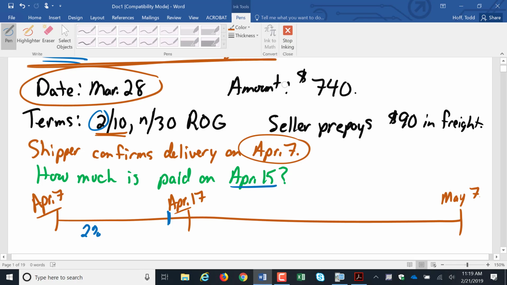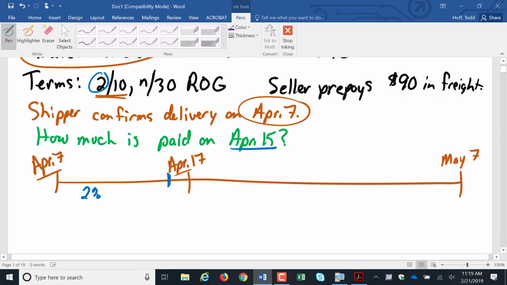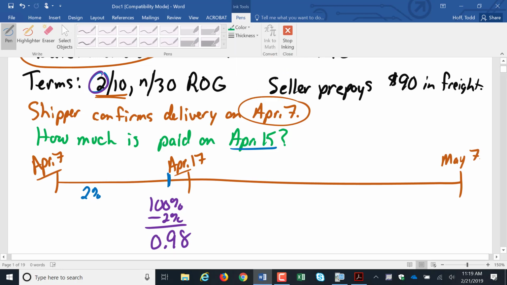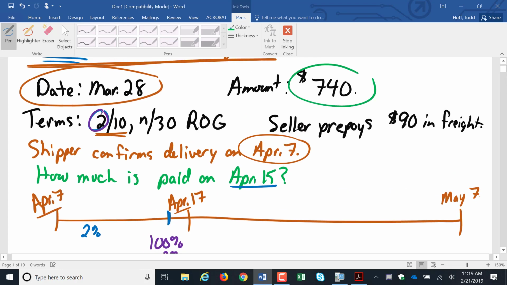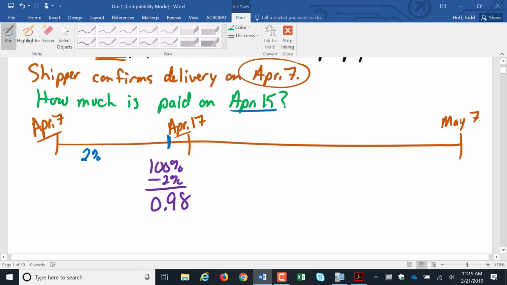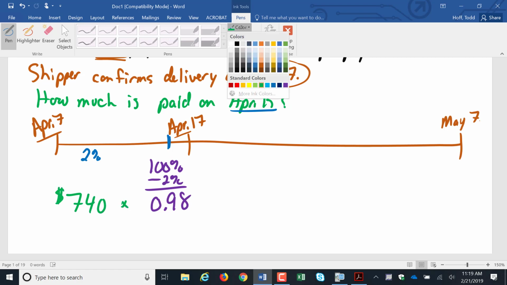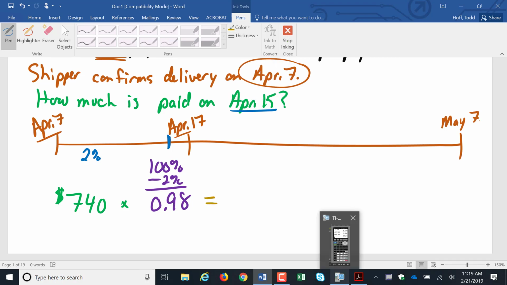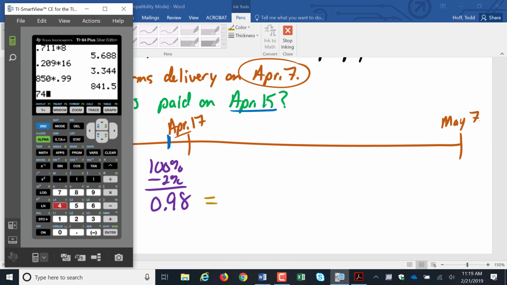So how much is being paid on April 15th? Well, they're going to get the 2% discount. Remember, we use the complement. 100% minus 2% is 98%. We're going to write that as 0.98. So we will multiply our invoiced amount of $740 by 0.98. You might be asking at this point, what about the freight? Well, remember, we don't add in the freight until after the discount is taken. The discount does not apply to the freight.